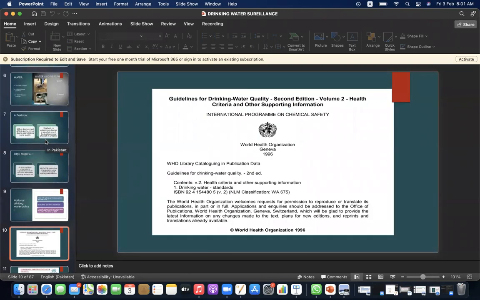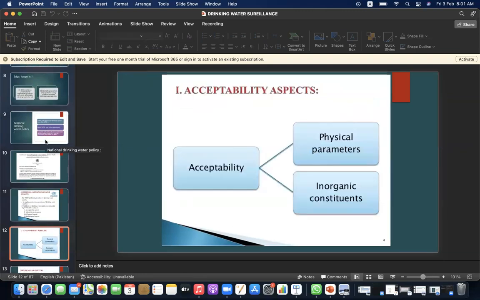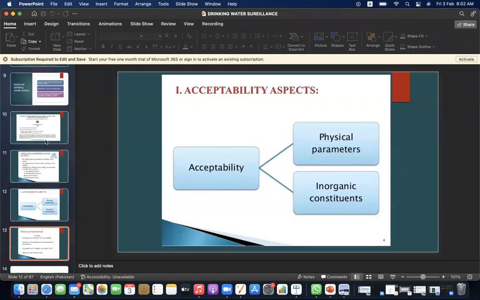Guidelines for drinking water quality by WHO. The WHO published guidelines for drinking water quality. Their implementation ensures the safety of drinking water supplies. Guidelines for drinking water quality recommended by WHO 2011 relate to acceptability aspects, microbiological aspects, chemical aspects, and radiological aspects. Acceptability: basically, we have to check the physical parameters, and inorganic constituents are also a part of this.